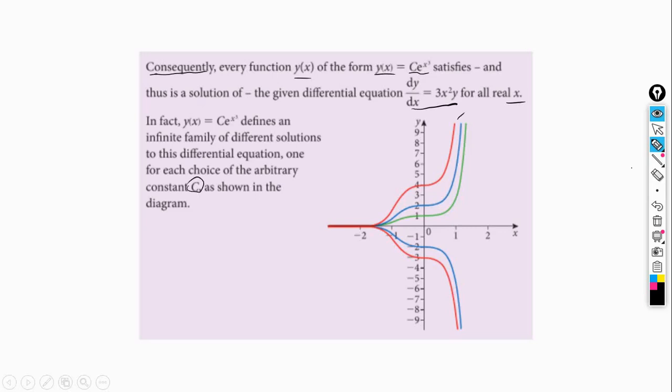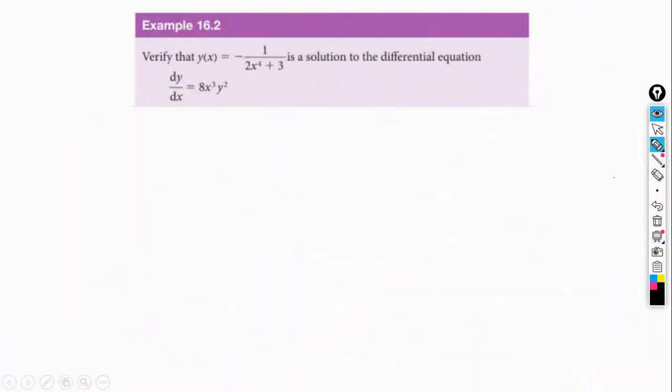So each one of these lines represents one of the functions in this family, and these vary only by whatever the value of c is. So now let's take a look at example 16.2.